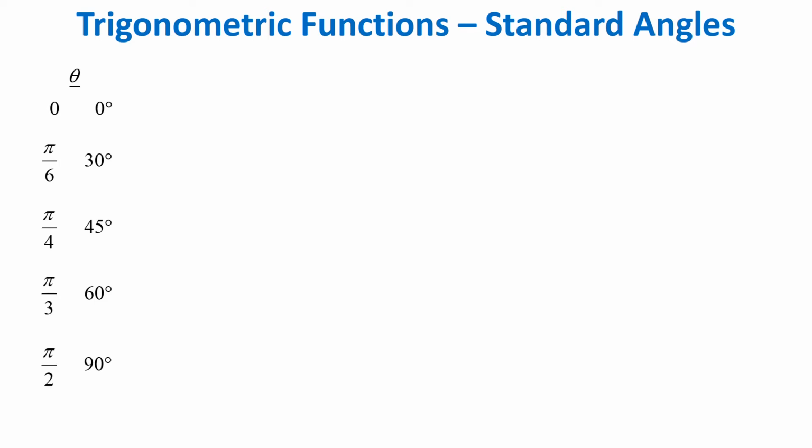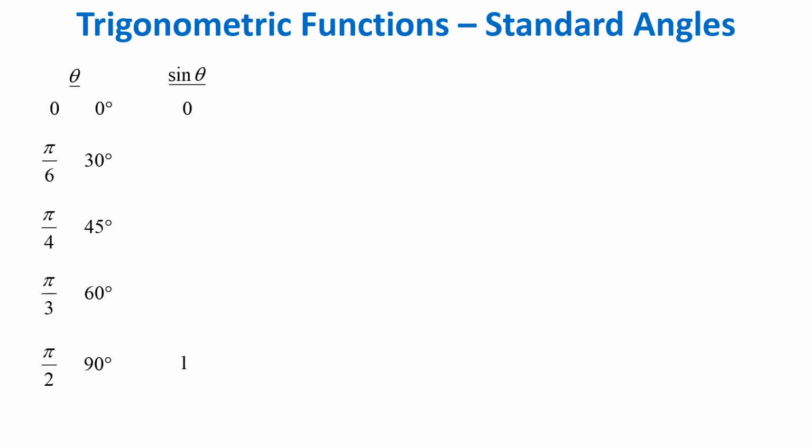The second column are the sine evaluations. Label it sine of theta. Then you know that sine of 0 is 0. Write that in. You also know from the unit circle that sine of 90 or sine of pi over 2 is 1. So write that in.